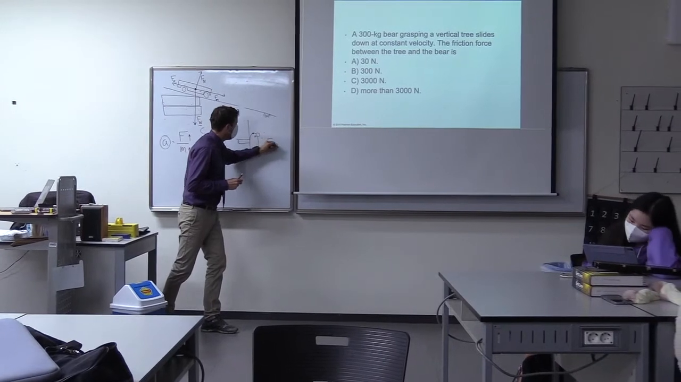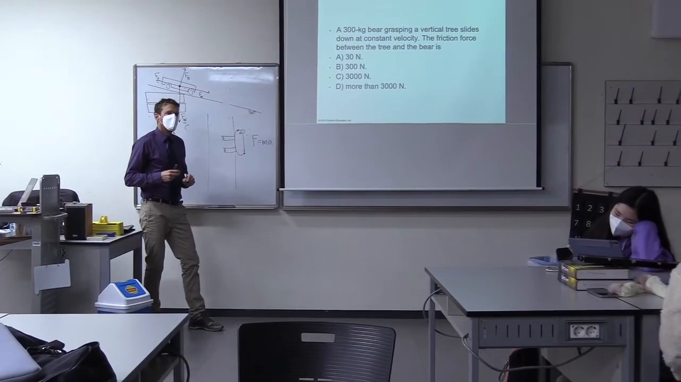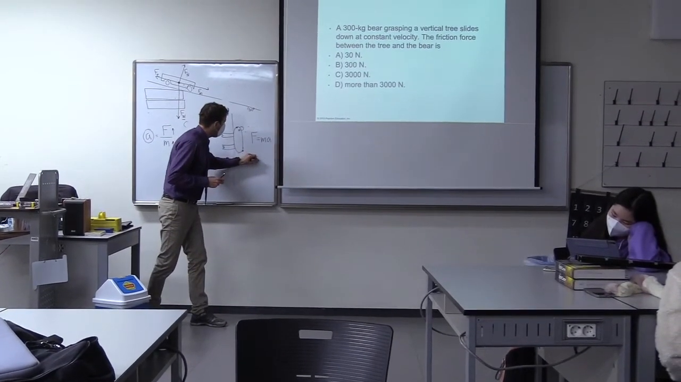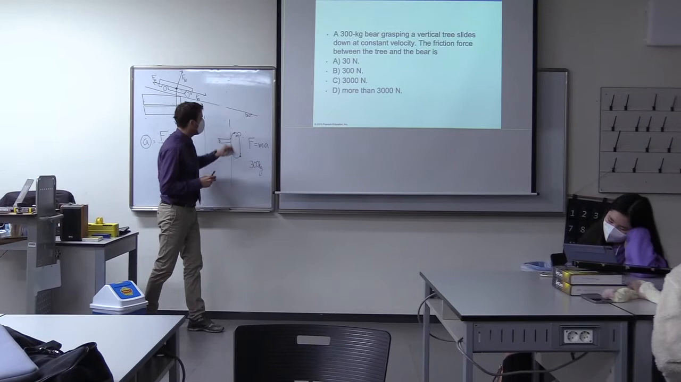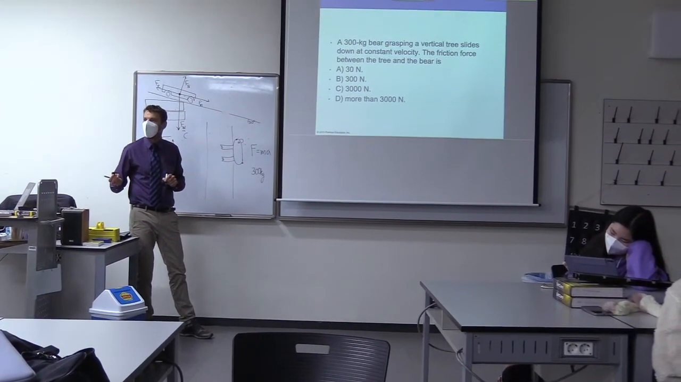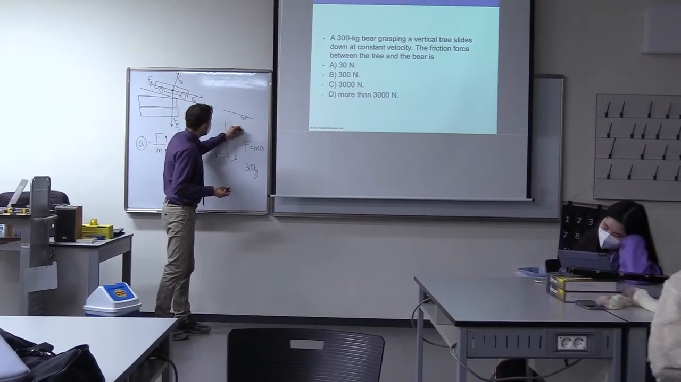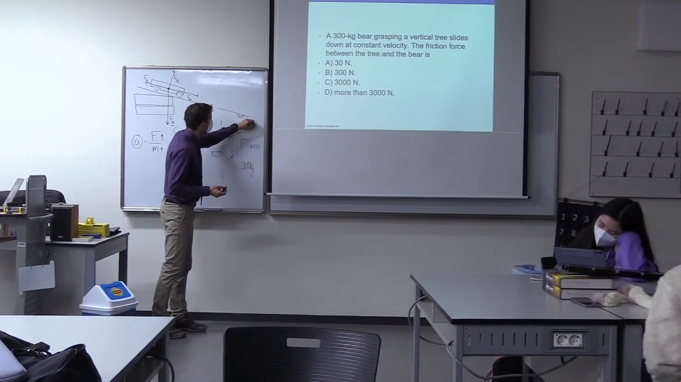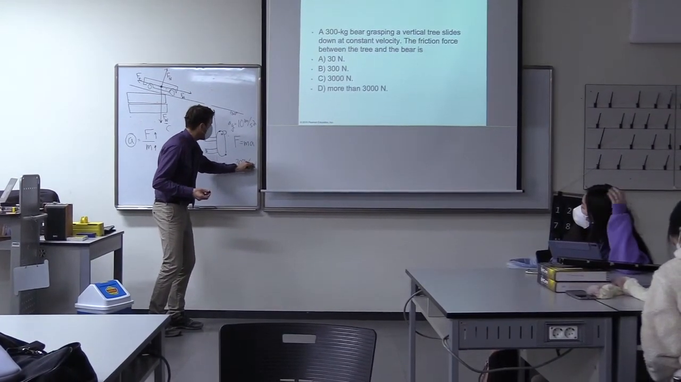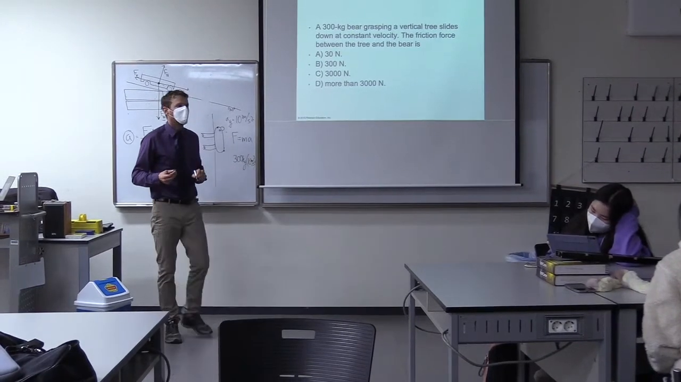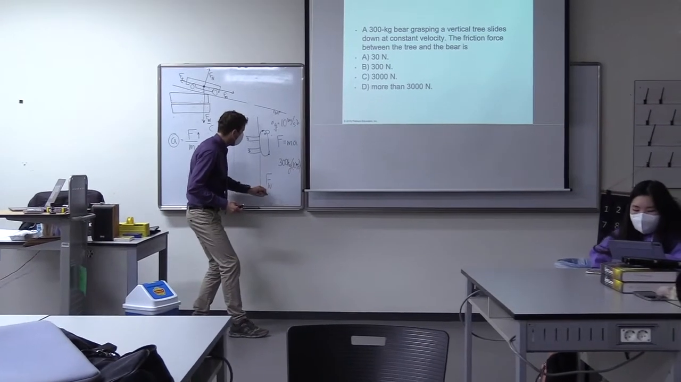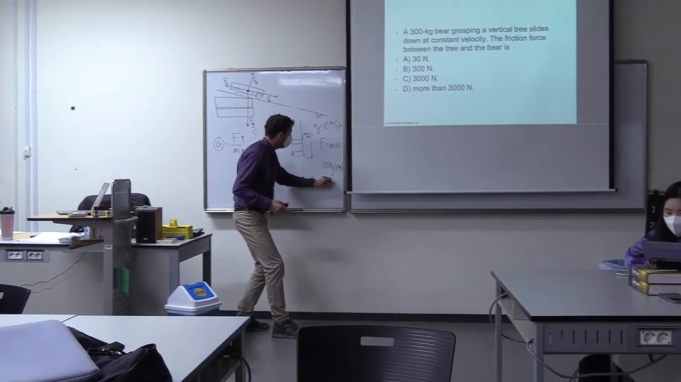F equals ma. What's the mass of the bear? 300 kilograms. What is the acceleration on the bear? It's in the gravitational field of Earth. What would be the acceleration? a sub g is 10 meters per second squared. So I'm going to take 300 and multiply it by 10 meters per second squared. What's 10 times 300? 3,000. So the force of the weight of the bear is 3,000 newtons.